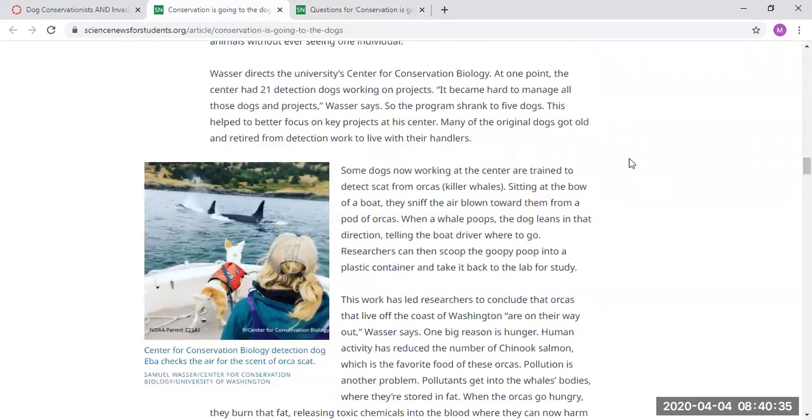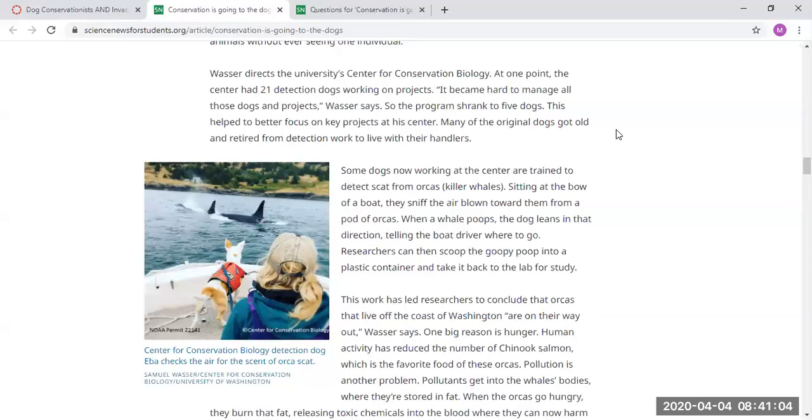Wasser directs the university's Center for Conservation Biology. At one point, the center had 21 detection dogs working on projects. It became hard to manage all those dogs and projects, Wasser says. So the program shrank to 5 dogs. This helped to better focus on key projects at his center. Many of the original dogs got old and retired from detection work to live with their handlers.